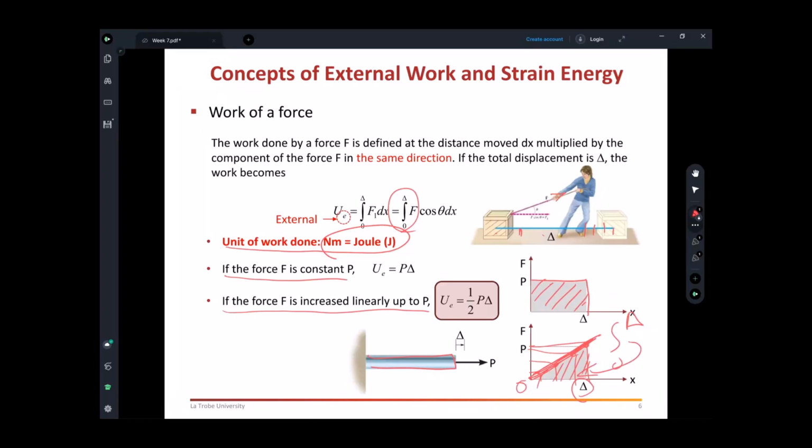The integration also tells me that the area under a line or curve can be found by integration. So this is the external work done. When the load is increasing linearly, you have 1/2 P delta. Where does the 1/2 P delta come from? It comes from the area under this triangle: 1/2 times base times height, where the base is delta and the height is P. So 1/2 P delta.